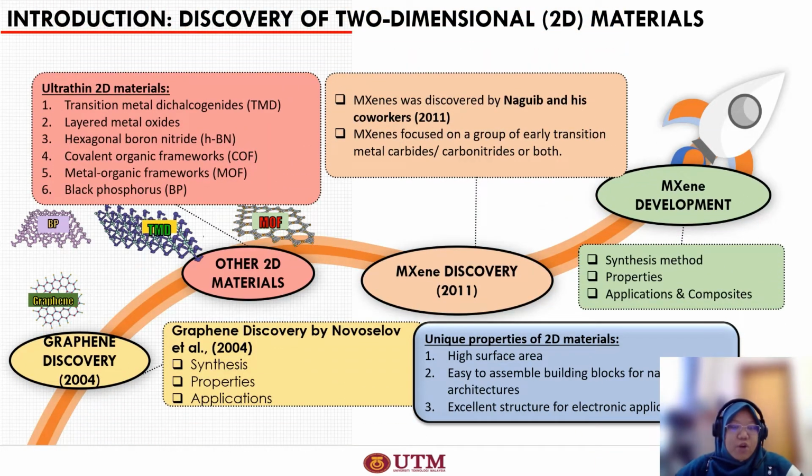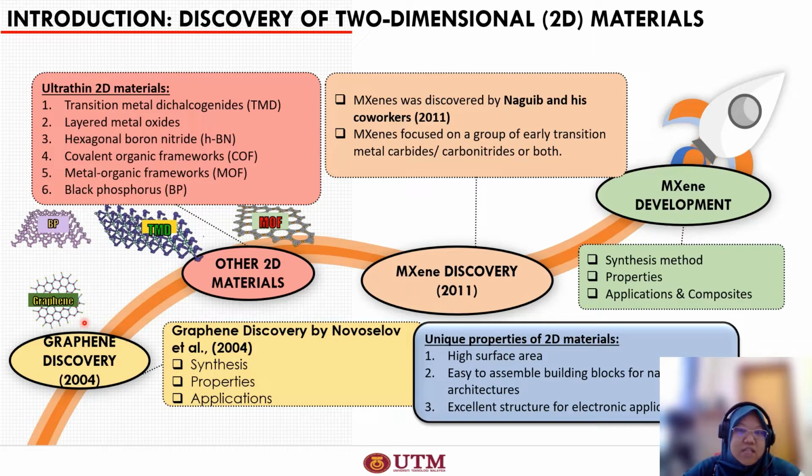Before I explain what is MXene, let me introduce to all of you what is actually 2D material. So as we can see here, 2D material is any material that consists of a single layer or many layers of atoms, just like this one. This is the 2D material of graphene. The famous 2D material is graphene.